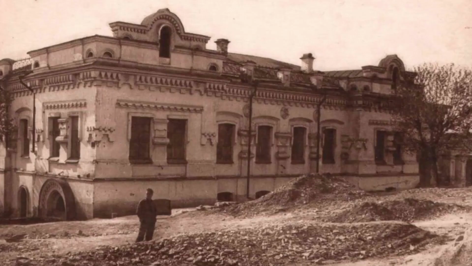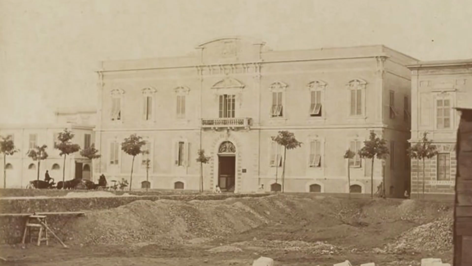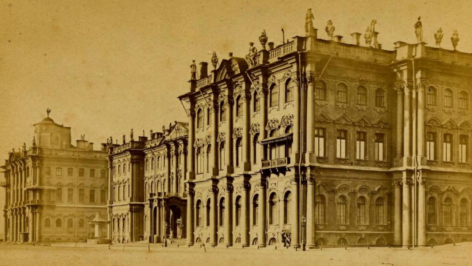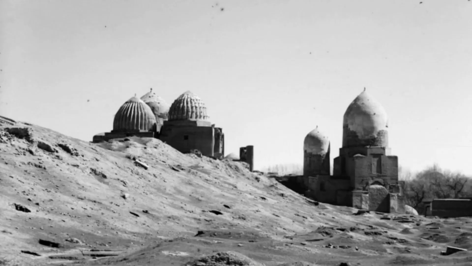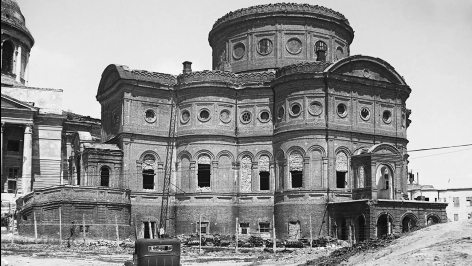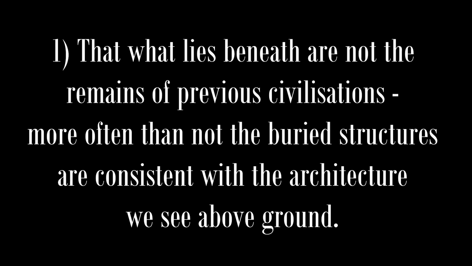Most of the buried architecture we see is intact. It is either sunken or the ground level has been raised at least 3 meters, sometimes in a uniform manner, and other times partially buried in rolling mud hills, as if there were huge landslides. The strange case of the buried architecture provides the following conclusions: that what lies beneath are not the remains of previous civilizations. More often than not, the buried structures are consistent with the architecture we see above ground.